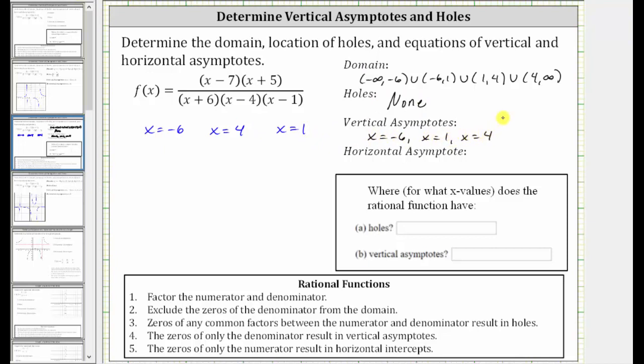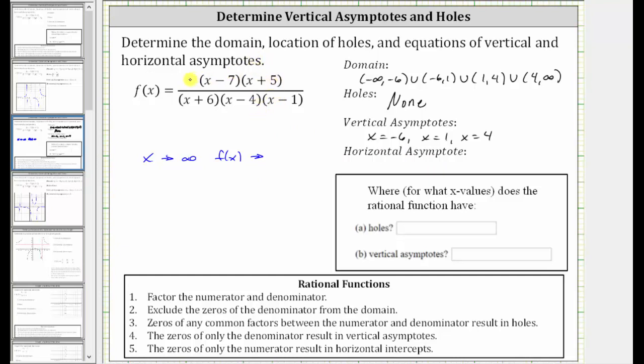And then finally, for the last part, we're asked to find the equation of the horizontal asymptote. To determine the equation of the horizontal asymptote, we need to determine what function value we are approaching as x approaches infinity or negative infinity. So let's see if we can determine the end behavior. As x approaches infinity, let's see if we can determine what function value we approach. And we should be able to determine this end behavior in the equation of the horizontal asymptote by analyzing the degree of the numerator and denominator.